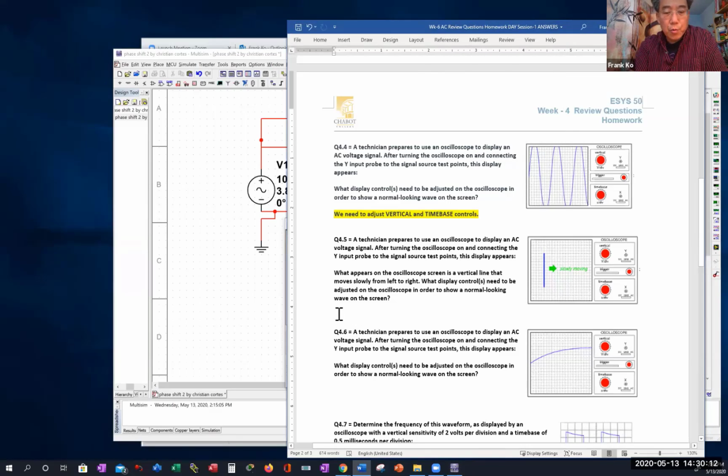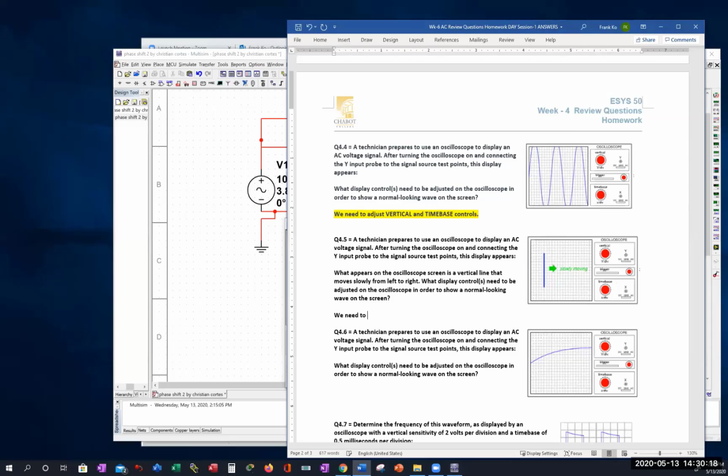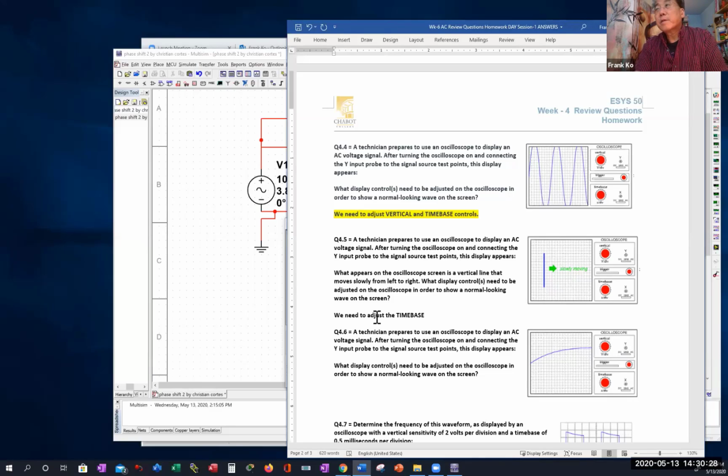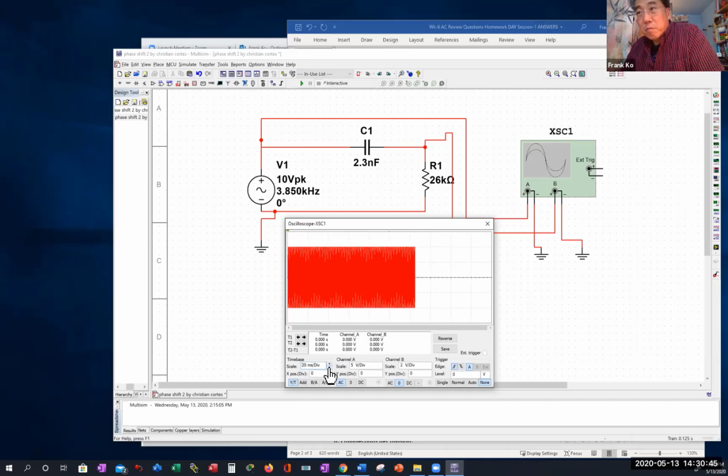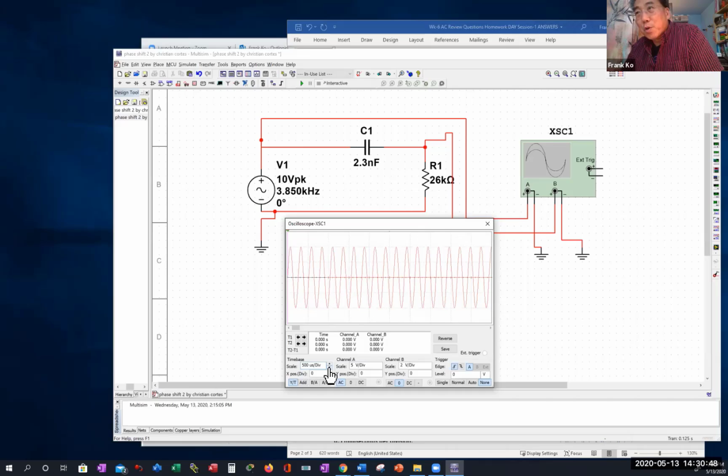Question goes to Christian. Lower the time base. We need to adjust the time base. Okay. And right now, this is at 1 second per division. So I need to adjust this to half a second, a fifth of a second, a tenth of a second. Smaller, smaller, smaller. Now I have something more normal, yes?